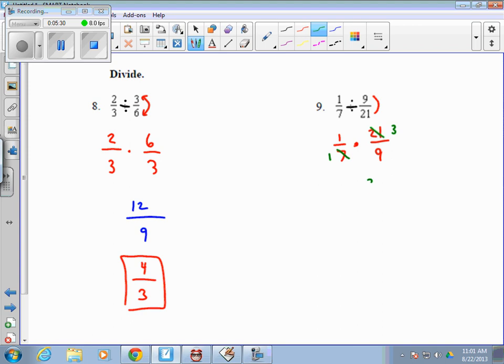1 times 3 is the number 3, and 1 times 9 is 9. Then simplify it. The number 3 goes into both. 3 times 1 is 3, and 3 times 3 is 9.